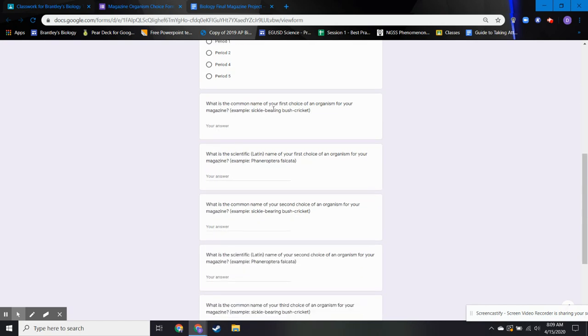And then here's important information. You need to give me the common name. So that would be like, what do we call it? Right? So like a grizzly bear, for instance, or a sickle-bearing bush cricket, which is just a fun common name. And then you need to find the Latin or scientific name of your organism. So in the case of the sickle-bearing bush cricket, it is this, which I'm not even going to try to pronounce. Okay? So you're going to do this for 3 organisms.